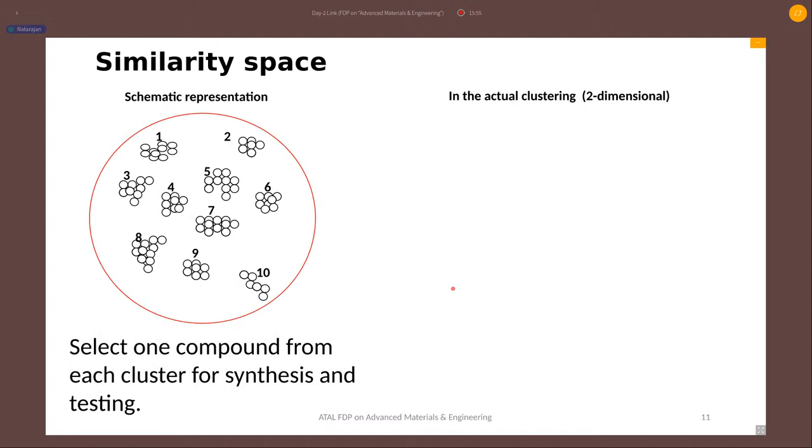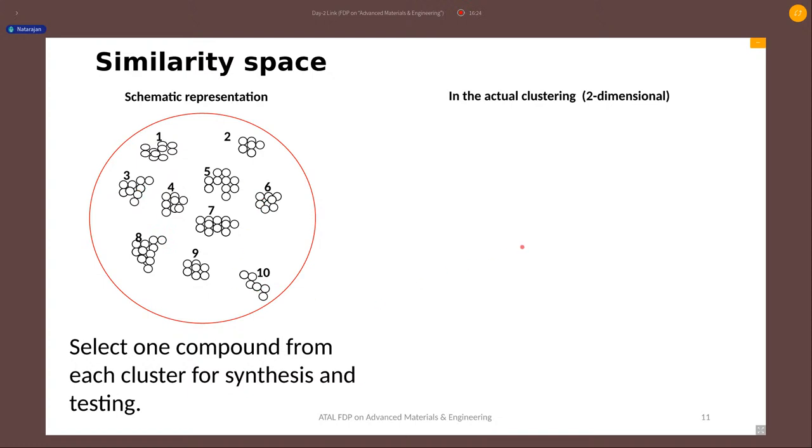This is a hypothetical similarity space. Each cluster has compounds or structures that are very close, very similar. They are clustered into various groups. From each cluster, we select one compound. So we call it similarity clustering. For example, if we have 10 clusters, we can select 10 compounds or we can select 20 compounds.